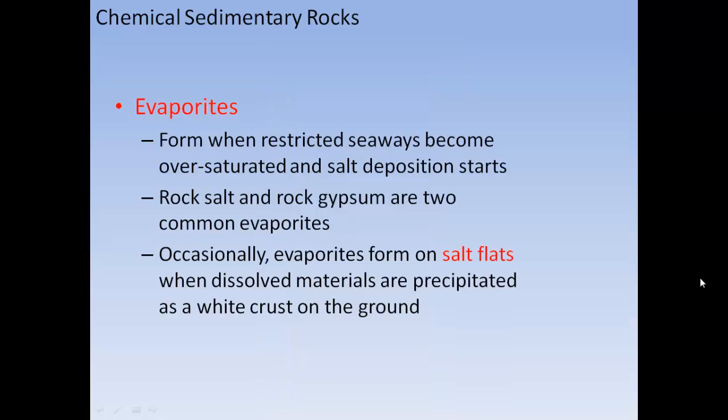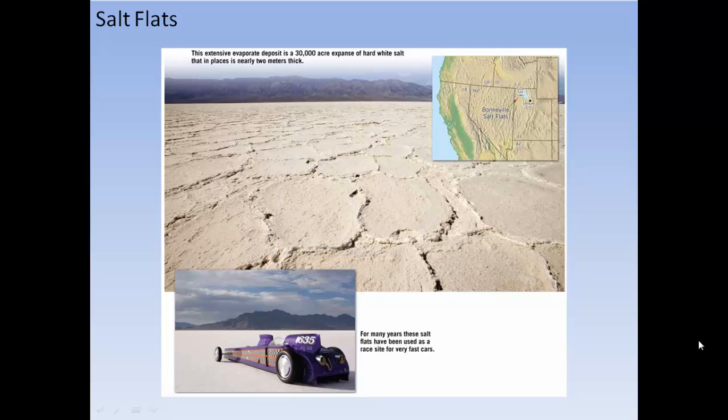Evaporites, another chemical sedimentary rock. The evaporites form when restricted seaways become oversaturated and salt deposition starts. Rock salt and rock gypsum are two common evaporites. Occasionally, evaporites form on salt flats when dissolved material precipitates as a wet crust on the ground. So here is a nice salt flat. Okay, the Bonneville Salt Flats here in Utah. It's a place that's so flat that in the past we tested cars and other vehicles for speed out there.